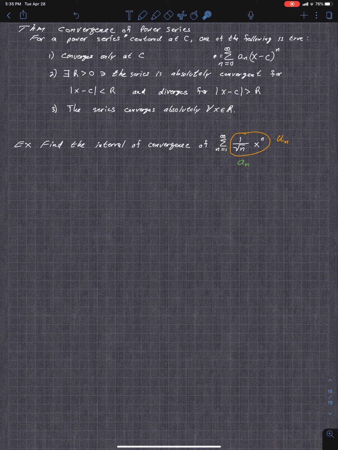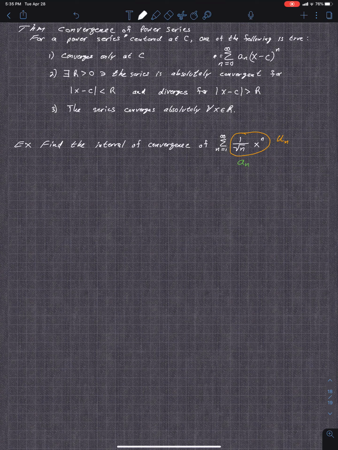Second, there exists an R greater than 0 such that the series is absolutely convergent for absolute value of x minus c less than R. So basically this difference is less than a certain value, and it diverges if greater than R. At R, that's where you have to test endpoints, and we'll talk about that. Or third, the series is convergent absolutely for all x in R. So meaning every x it converges.